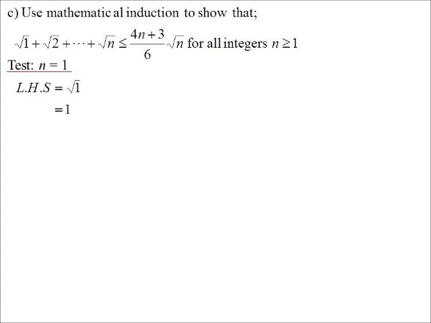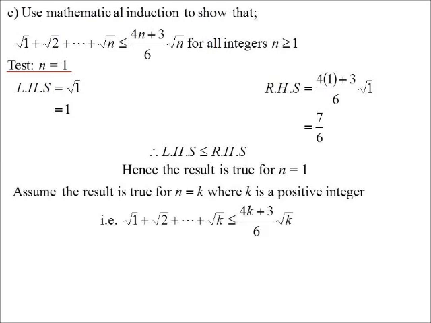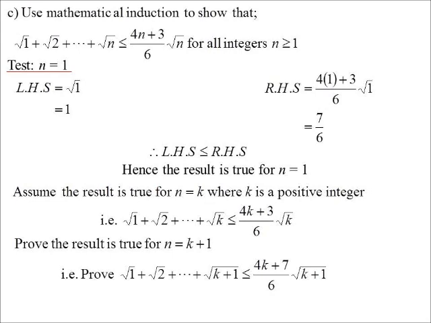Alright, well, first case, left hand side's 1. Right hand side we get 7 on 6. Now they have said less than or equal to. We've shown it's less than, so therefore it's less than or equal to. I'm going to assume my results. We're going to want to prove it for k plus 1. So that's where we're trying to head to.